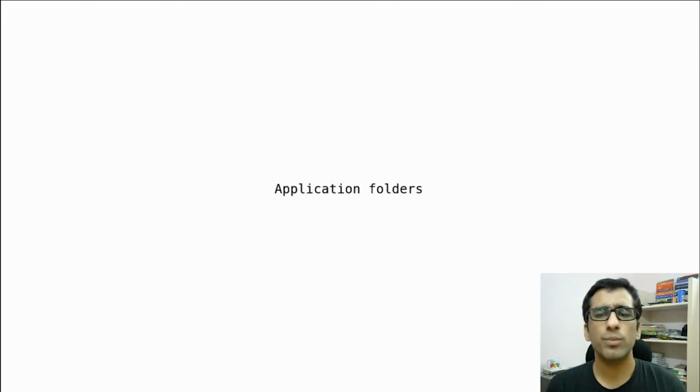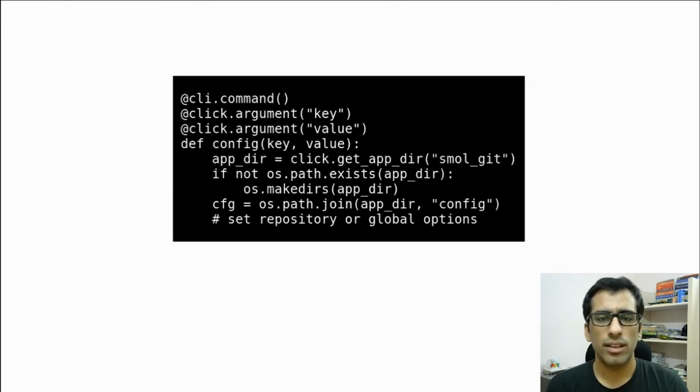Another use case is to persist user-specific configuration to a file. For example, we should persist things like username and email in our application folder when the user sets them using the config subcommand. Click provides a function which can help us do this. So we start by defining a config subcommand with the key and value arguments. We then get the application folder path for small-get using the get_app_dir function. We create the path if it does not exist, and finally store user-specific config settings in a file called config.